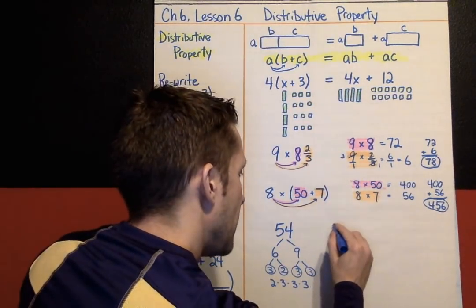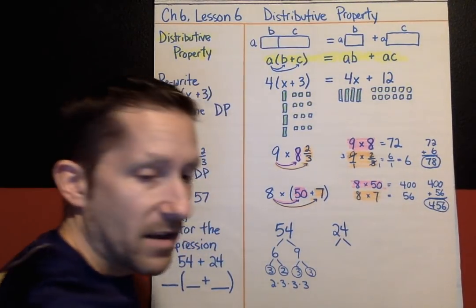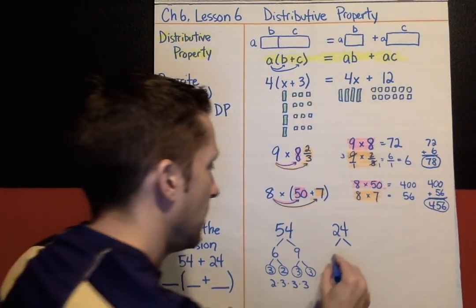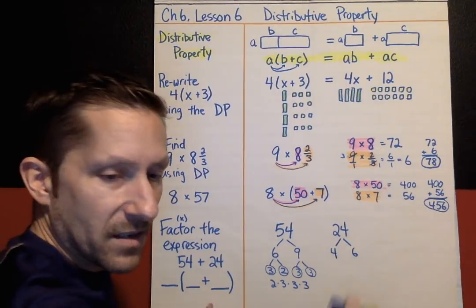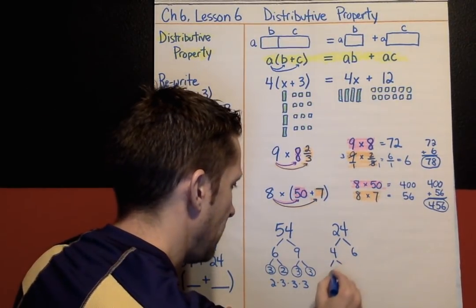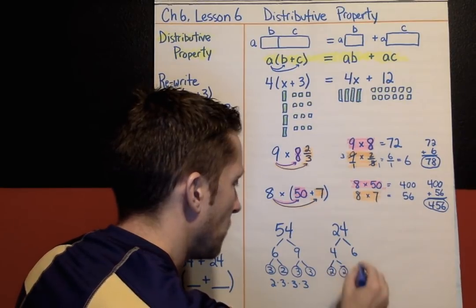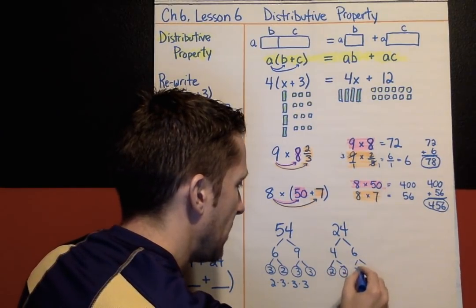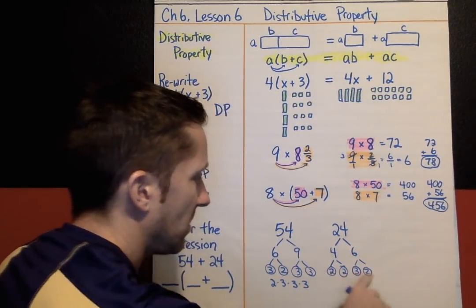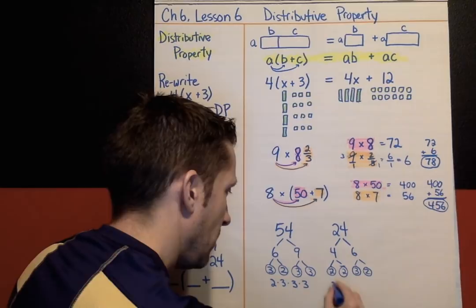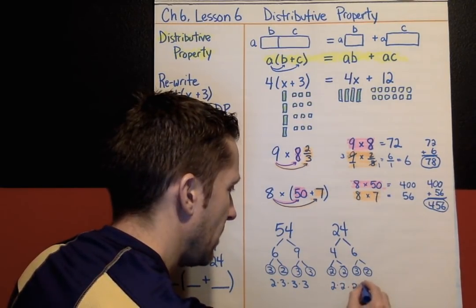I'm going to do the same thing for 24. Make a factor tree for 24. Again, lots of options. 4 times 6 jumps into my head first. 4 breaks down into 2 times 2. 2's are prime. 6 breaks down into 3 times 2. Those are prime. Then I'm going to put these all in order. 2 times 2, and I've got another 2 there, and a 3.